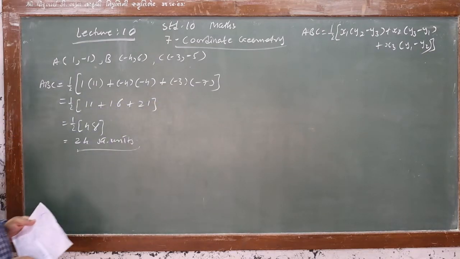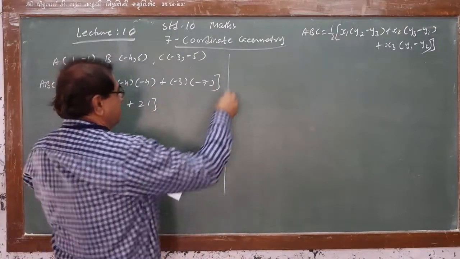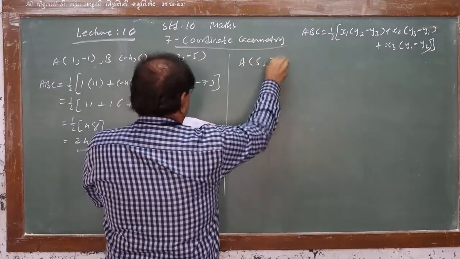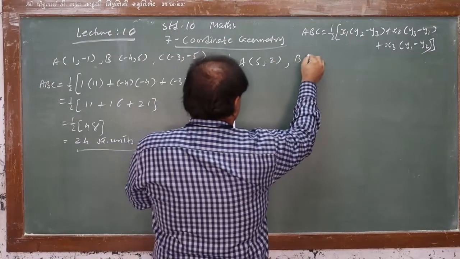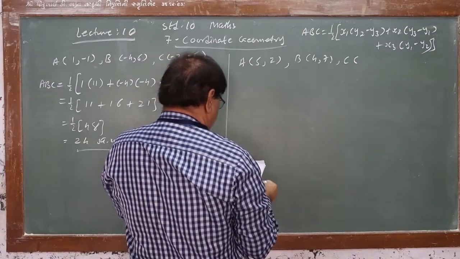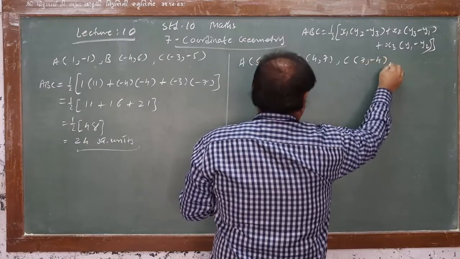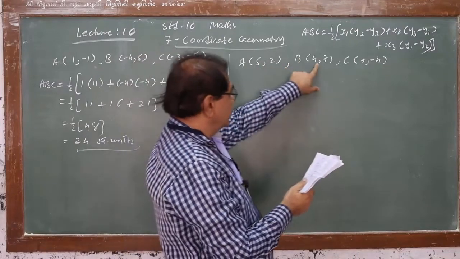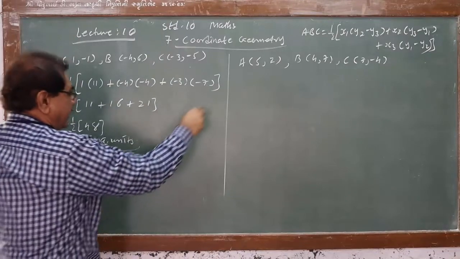Okay, we take one more example. It is example number 12. Here also you have to find out the area of the triangle with given A (5, 2), B (4, 7) and C (7, minus 4). These are the points given. We check the points once more: 5, 2, 4, 7 and 7, minus 4. Again we want to find the area of triangle ABC.